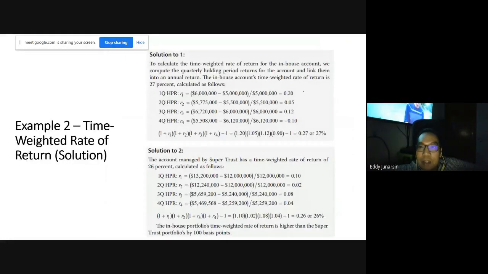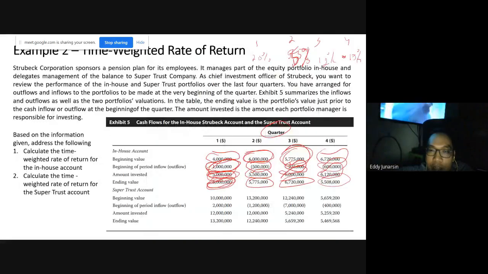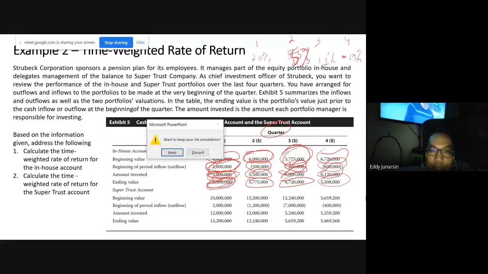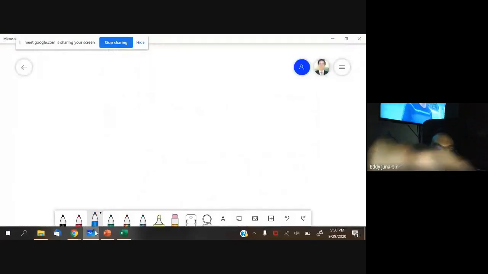So yes, see here, and then we put it into the geometric. Remember how to do it again? 1 plus 20% multiplied by 1 plus 5% multiplied by 1 plus 12% multiplied by 1 minus 10%. However, you have to be careful here because this is quarterly. Remember in our previous calculation, we did it this way, right?